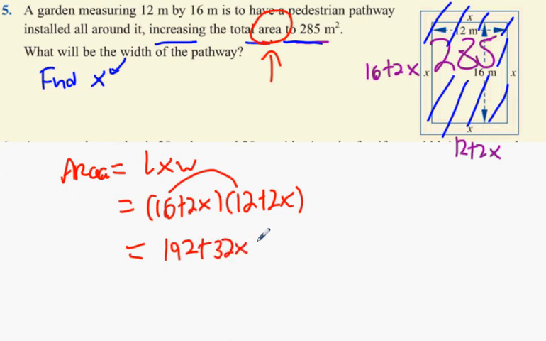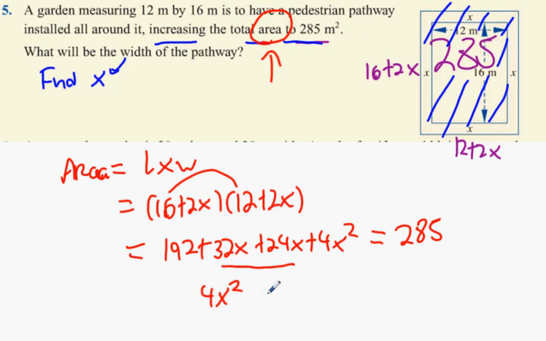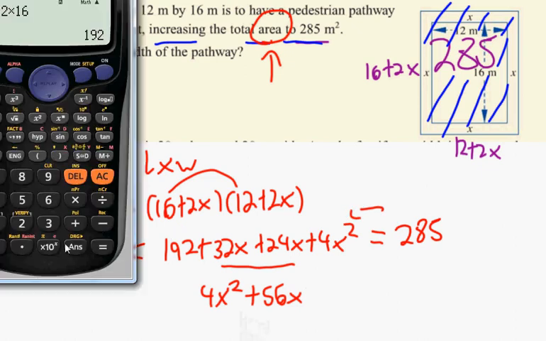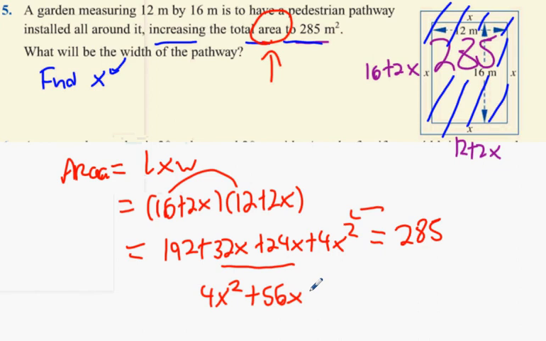32x plus 24x plus 4x squared. What does that equal? What does the area equal? There you go. 4x squared on its own. 32 plus 24. And then 192. Take away 285. And you get minus 93.